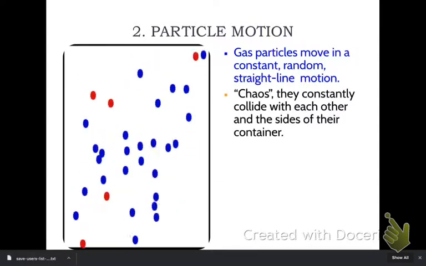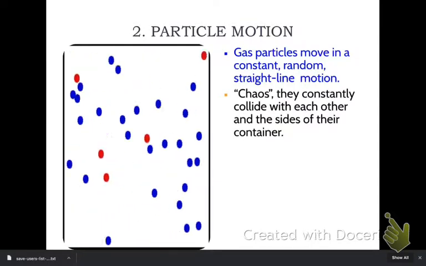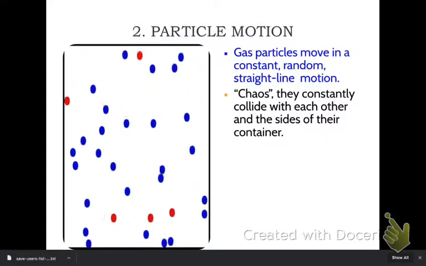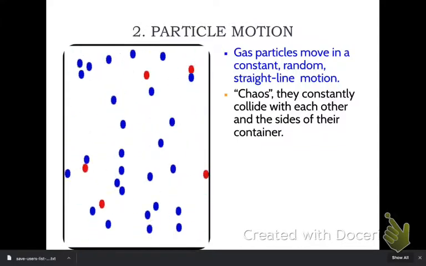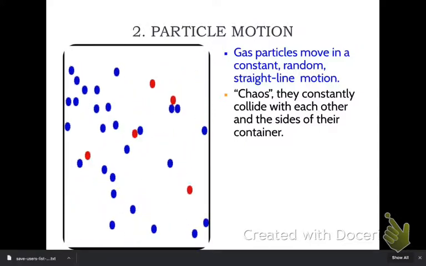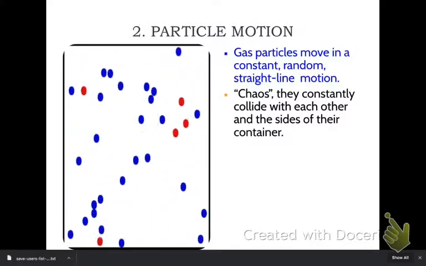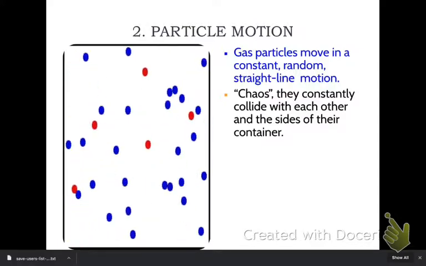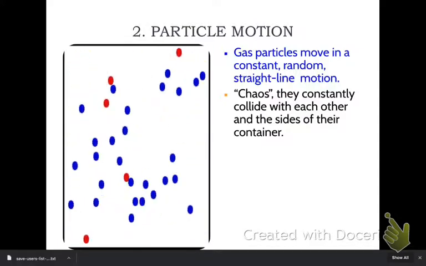And it's referred to as chaos. And you know, when something's chaotic, everything's going everywhere. So they're constantly colliding with each other. Now, chaos is where we get the Greek word for gas. And if you say chaos several times very quickly, you'll see where we get that word gas from. So go ahead and try it.